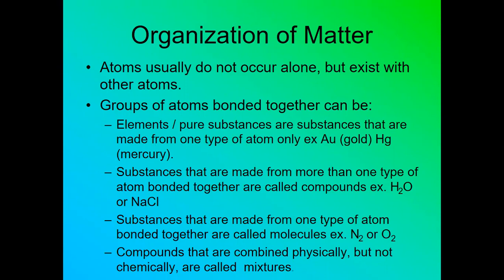Then you have an item called a molecule. A molecule is when two or more of the same atom bond together. Examples of that are nitrogen and oxygen. An example where there's more than two together would be ozone, or O3. Now, sometimes atoms don't actually bond together, but they're in the same place together, and these are going to be called mixtures. They combine physically, but generally not chemically.